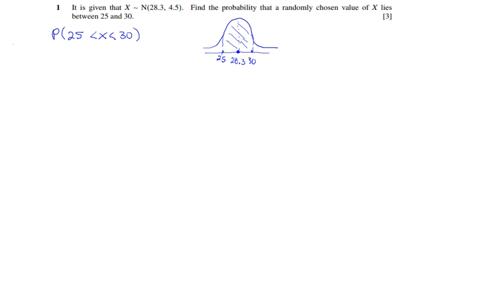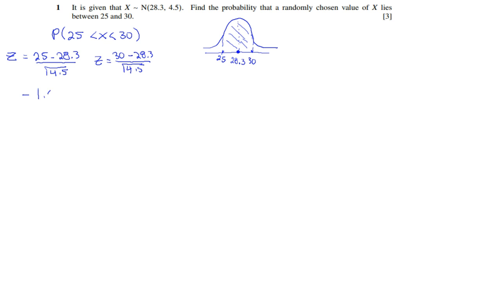So first thing we've got to do is change these to z-scores. We can do them one at a time. We've got 25 minus 28.3 all divided by the square root of 4.5. And then we'll do the other one. We'll do 30 minus 28.3 all divided by the square root of 4.5. And that'll give us two z-scores.